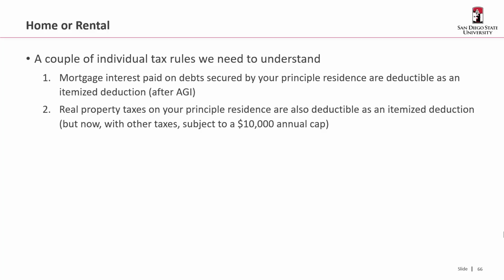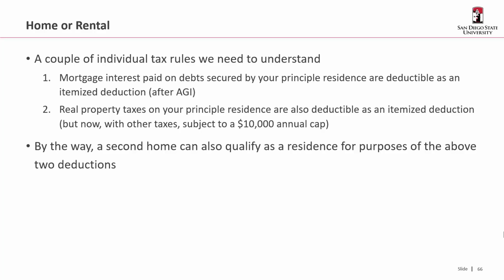Now, of course, they're subject to a $10,000 cap. We'll deal with all this when we get to Chapter 7 in more detail, but we need to understand that both of these items are deductible anyway as an itemized deduction, whether they're personal or business. And we'll see why that's important when we do allocations. And by the way, since we're talking about it, a second home can also qualify as your residence for purposes of the above two deductions. So you can actually have two homes as your principal residence and deduct mortgage interest and property taxes on both. And this is true whether you rent them or not.